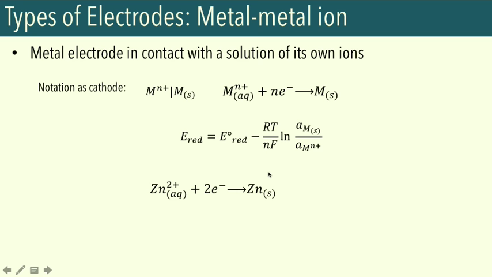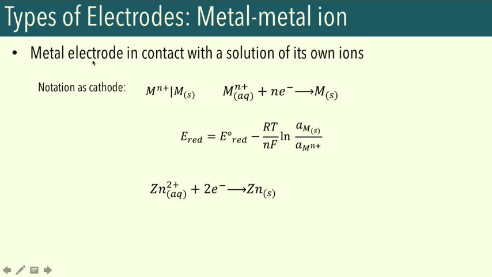Okay, so note throughout our discussion of electrodes, we'll be focusing on the reduction potential and the corresponding reduction half reaction. Okay, so if you just want to look at the oxidation process, we just need to flip over the reaction, and we also just need to add a negative sign to our standard reduction potentials.